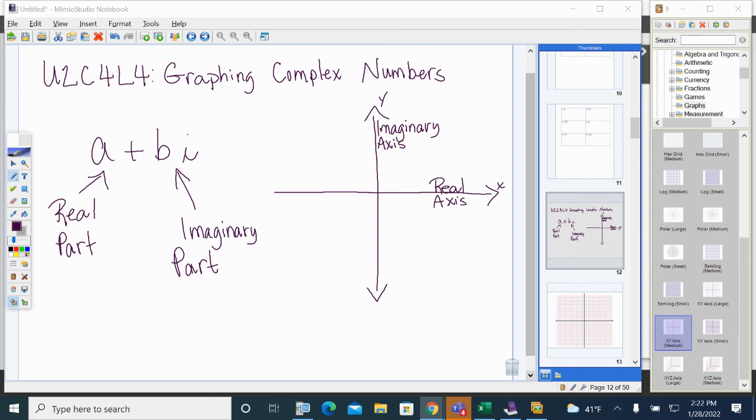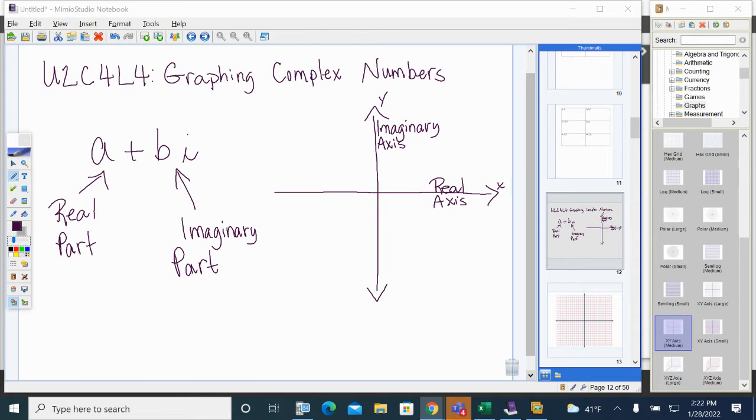This video is on Unit 2, Chapter 4, Lesson number 4 on graphing complex numbers. I do not have a notes page for this lesson because it's very quick, it's very easy. So what I want you to do is just find a spot in your packet. There should be an open space after Lesson 3 assignments at the bottom for you to add this information.